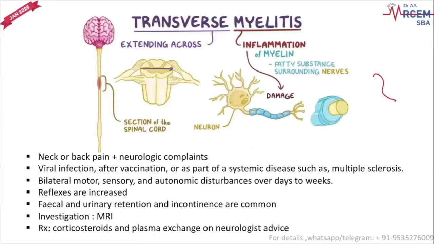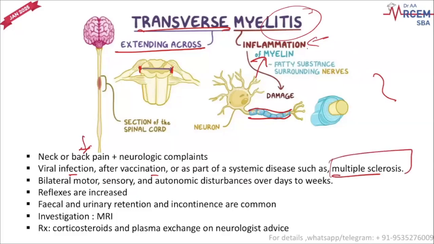Transverse myelitis: transverse means the entire diameter of the spinal cord is involved. Myelitis is nothing but inflammation of what? Myelin sheath. Myelin sheath means the covering of your neurons is involved. How do they present to the emergency department? Usually a certain amount of pain will be there. A viral infection or vaccine might be a trigger, but most of the time it is associated with multiple sclerosis. Underlying or undiagnosed multiple sclerosis might be present.